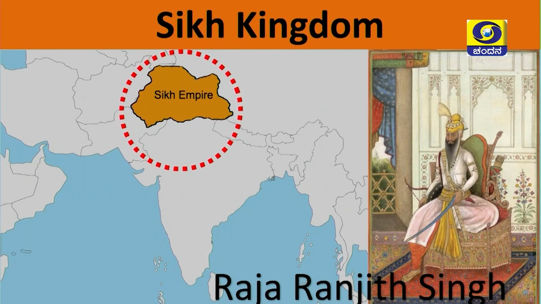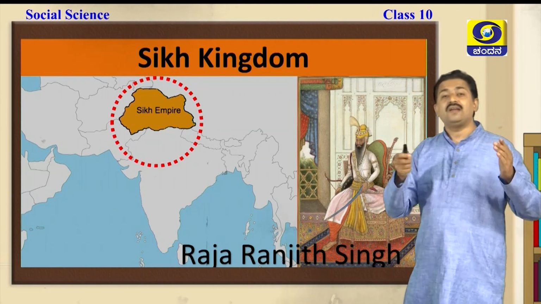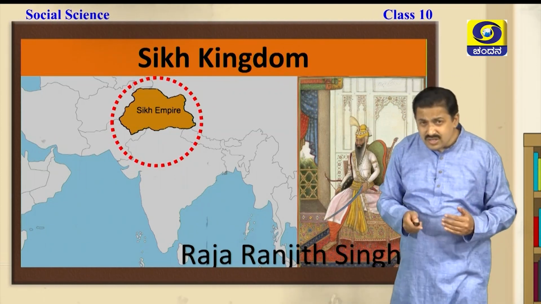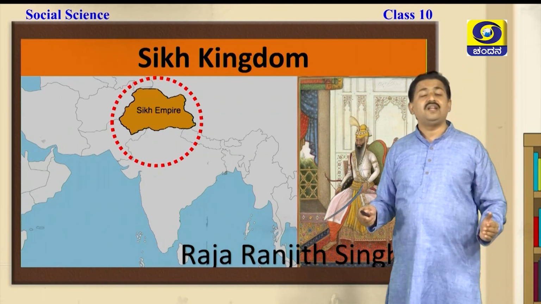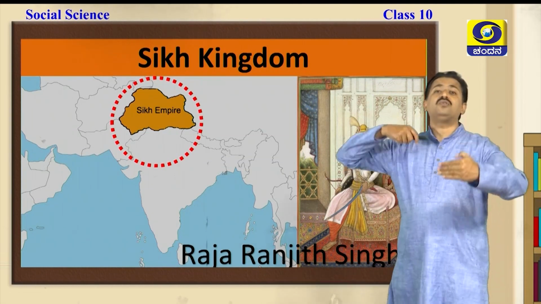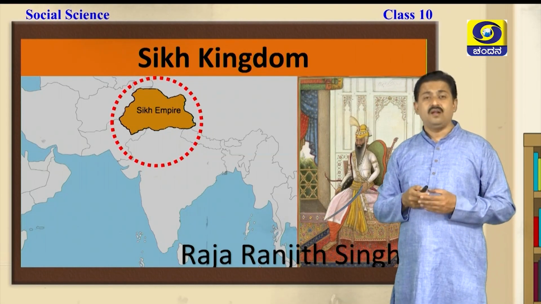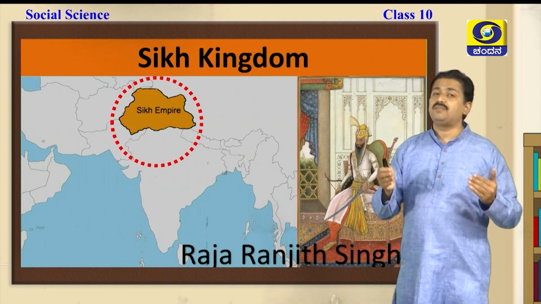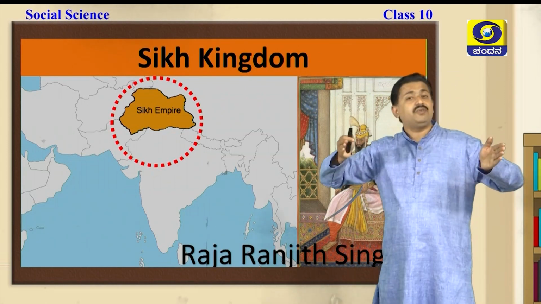See here, this is the Sikh Kingdom. It was established by Raja Ranjit Singh. Raja Ranjit Singh established the Sikh Kingdom in India. And initially, he too was against the British, but in the year 1809, the British defeated Raja Ranjit Singh and imposed the doctrine of subsidiary alliance against him. Therefore, he had to accept the subsidiary alliance. Then what? He continued his friendship with the British.